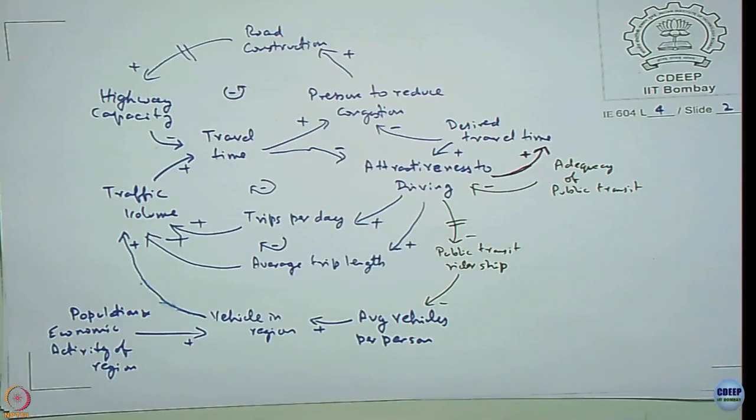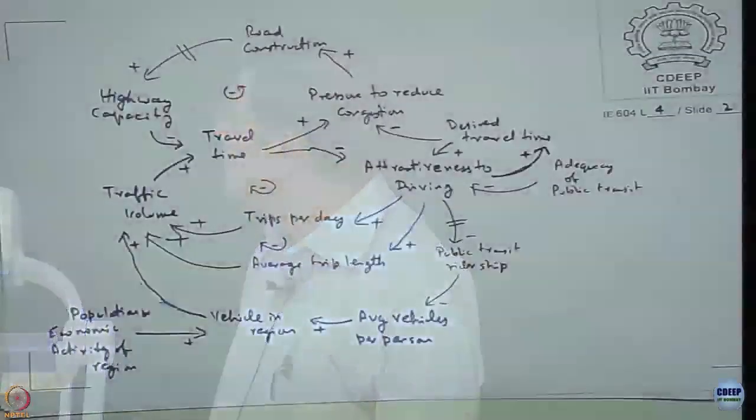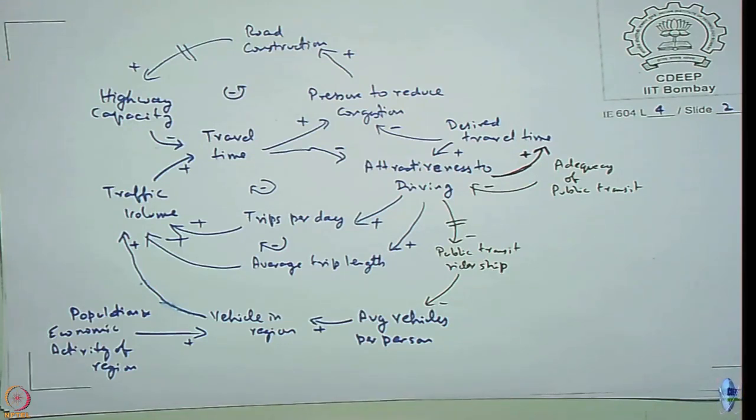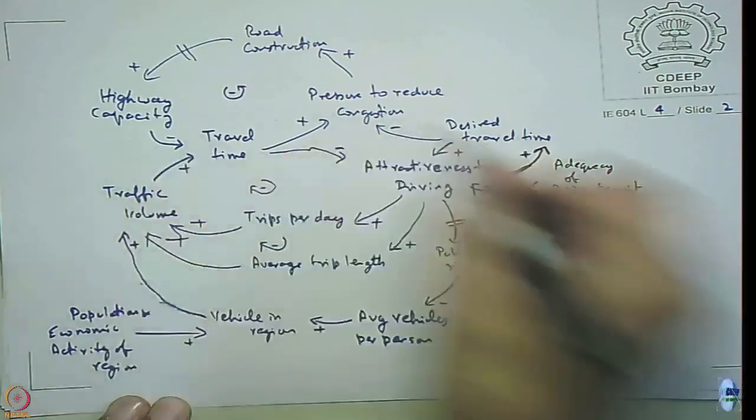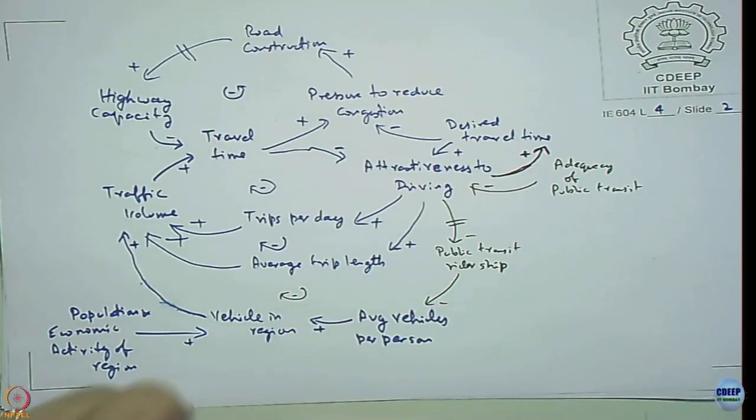Now, let us look at what I have done. I have introduced a new external variable called adequacy of public transit, attractiveness to driving, and as attractiveness to driving becomes larger, the public transit ridership falls down. And as it falls down, the average vehicles per person will also increase. I could have put a direct link also, but let us just go with this diagram for now. So, people start buying more vehicles. And as they start buying more vehicles, vehicle region will increase, which will increase the traffic volume, which increases the travel time, which reduces the attractiveness to driving. So, again I have 1, 2, 3 negative feedback links. So, this also becomes a larger negative feedback within the system.